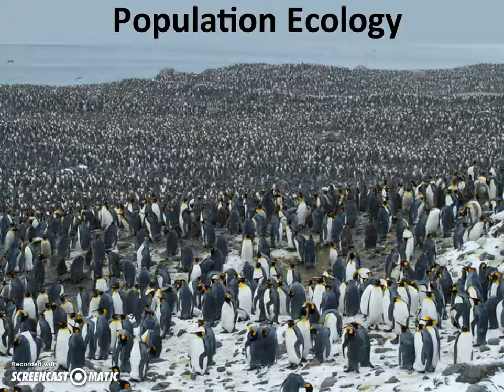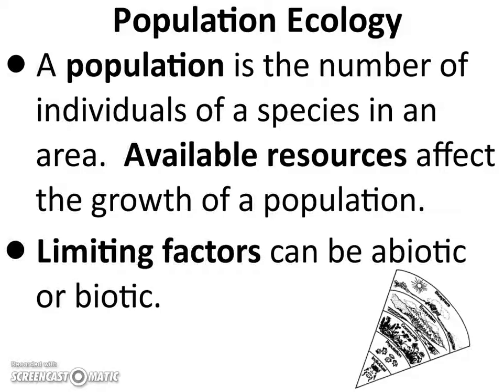So talking about population ecology, that's our first thing today. We're getting more individual here. We're not quite to one specific penguin, as you see here, but we're talking about the population of penguins or population of any species in general. A population is the number of individuals of a species in an area, and the available resources they have are going to affect how that population grows. Some of those limiting factors can be abiotic or biotic.